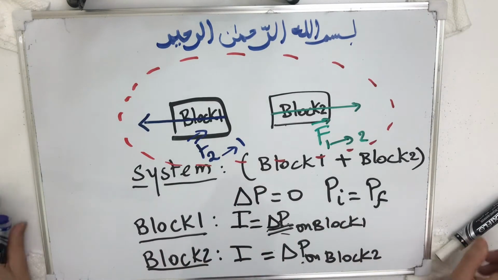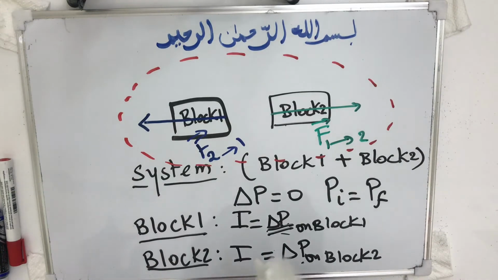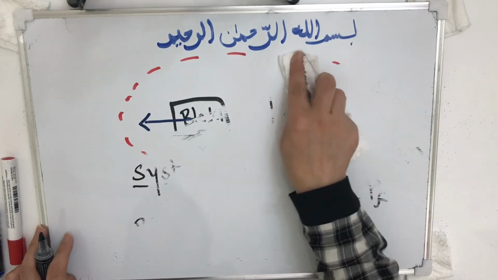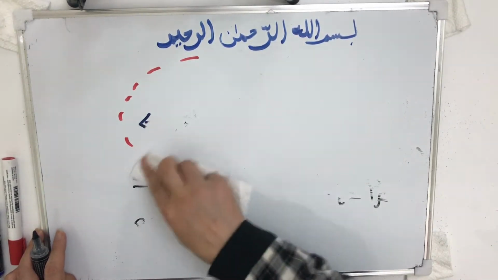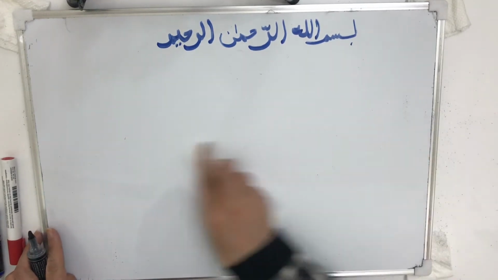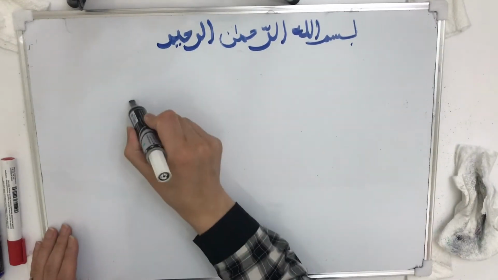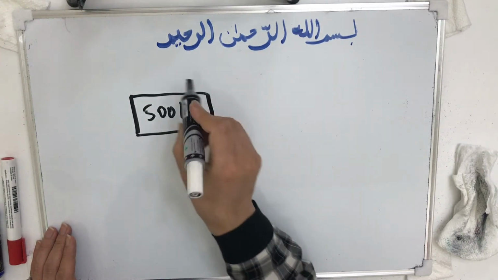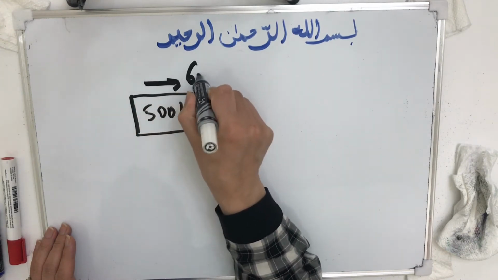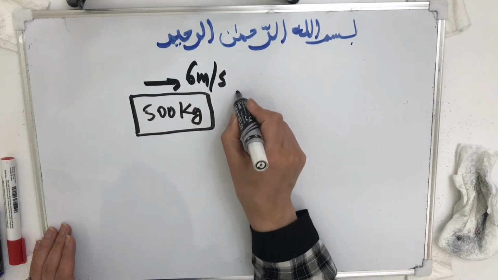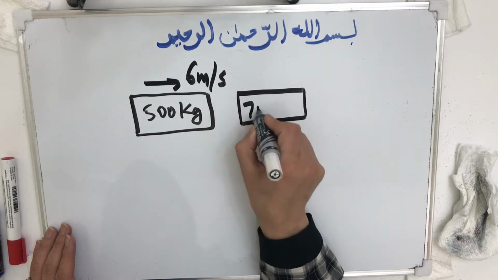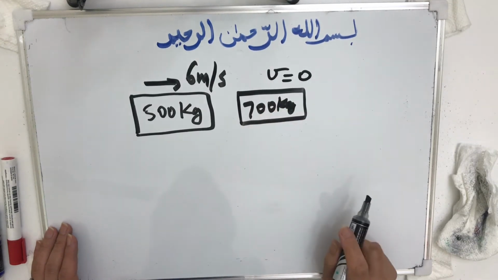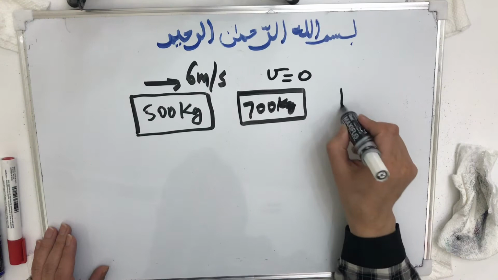Okay, let me take an example, because examples are always nice to illustrate concepts. This example, I'm taking it from a previous IB exam. There was a 500 kilogram train coming at a speed to the right of 6 meters per second, then colliding with a 700 kilogram train that was at rest, V equals 0. This is before the collision.